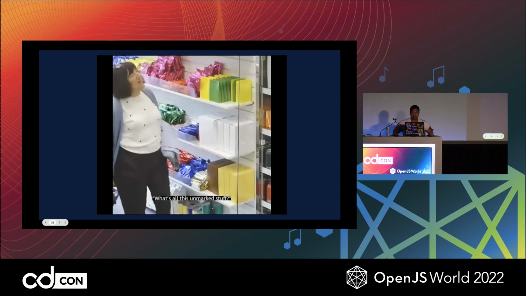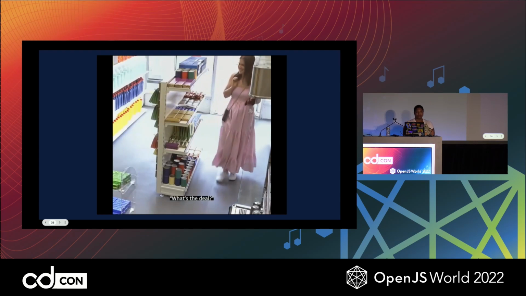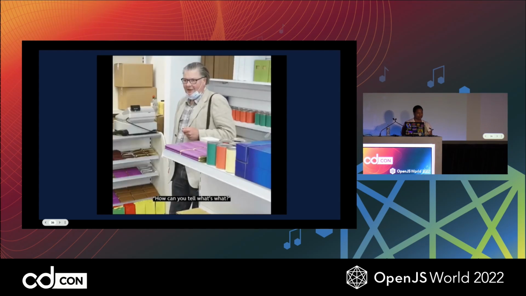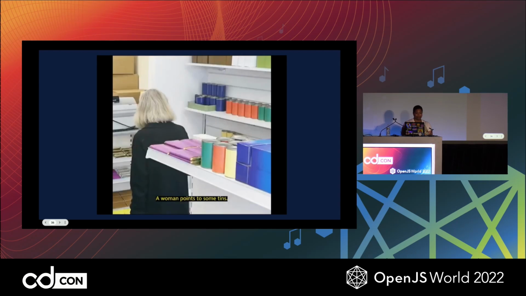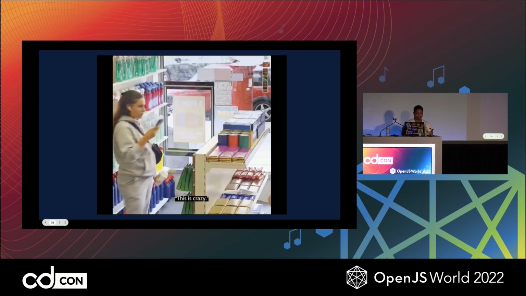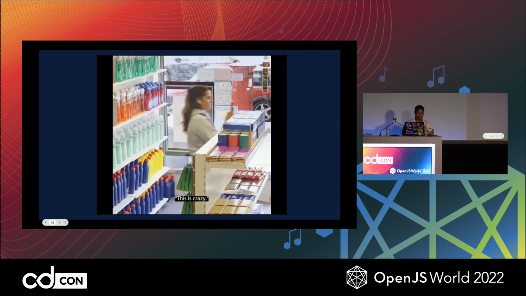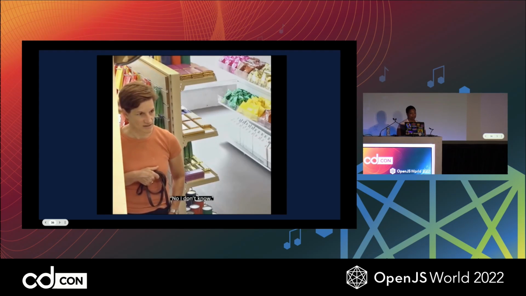What's all this unmarked stuff? Oh, it's just regular food. What's the deal? How can you tell what's what? They don't even have signs. A woman points to some tins. Is this a different item to that? Not necessarily, no. This is crazy. Are you sure this isn't some kind of massive joke? So you don't know what it is? No, I don't. No, you know, obviously, but how do we know? No, I don't know either.